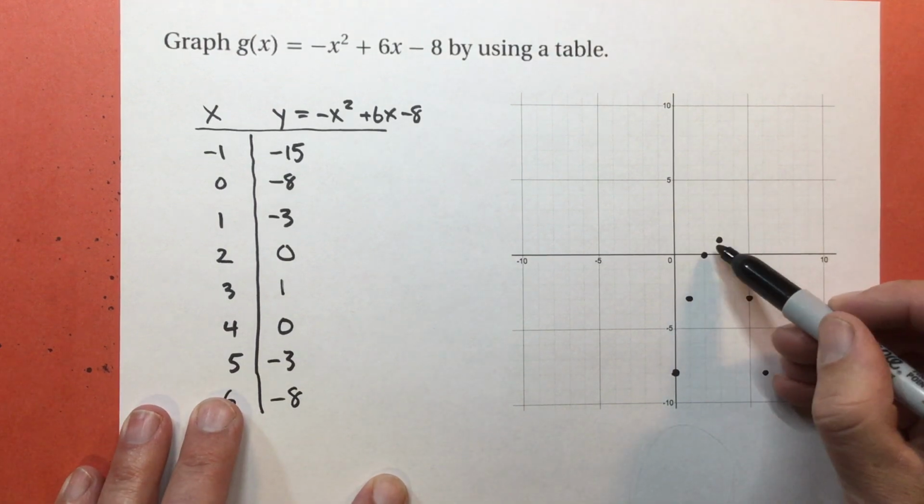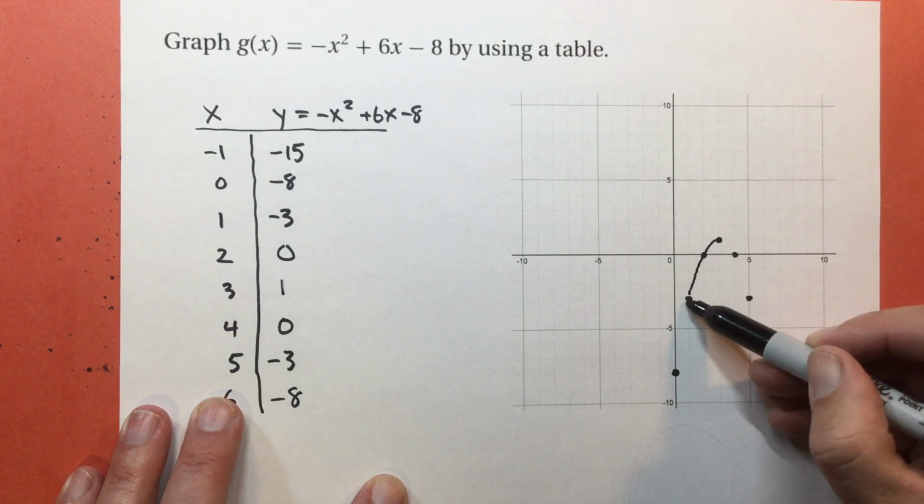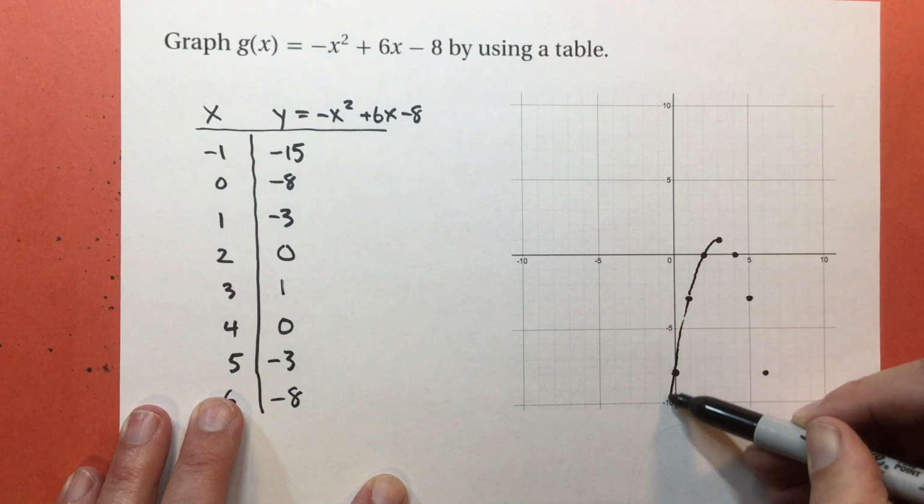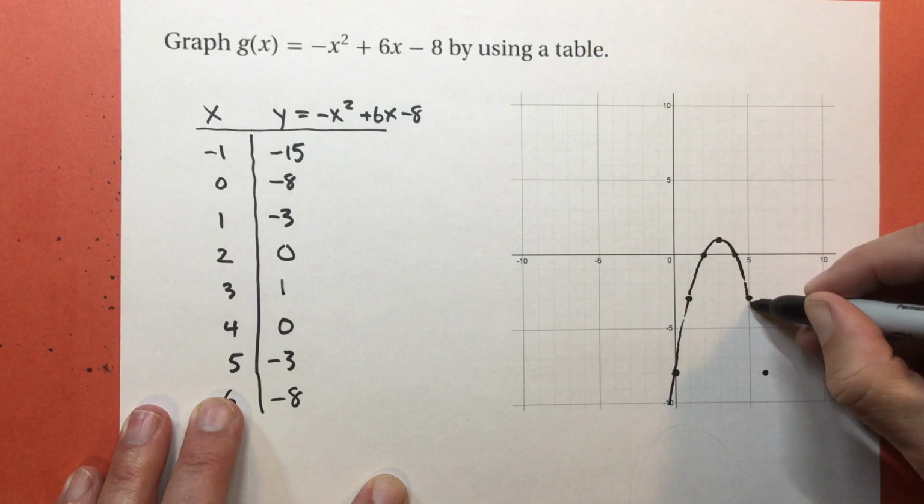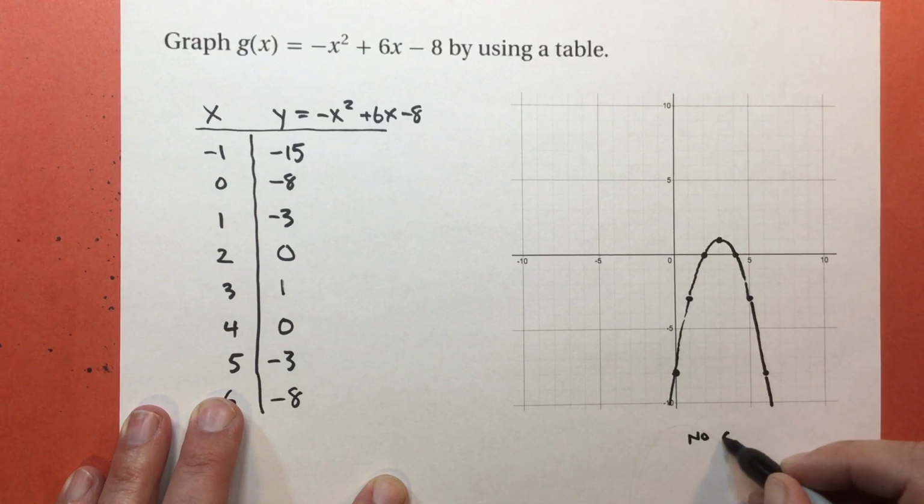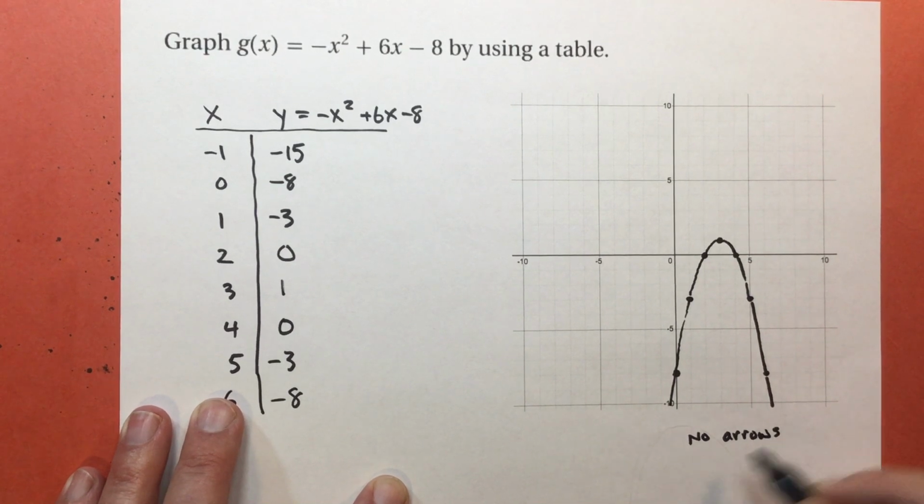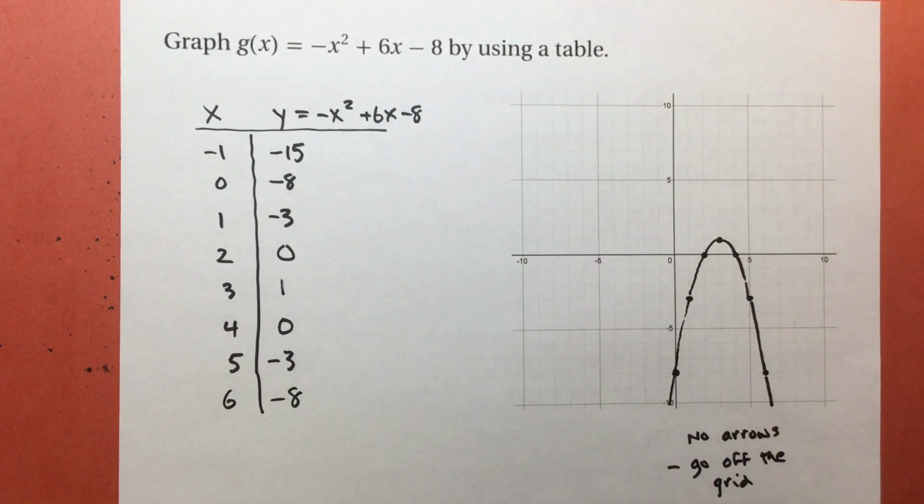So to draw my graph, again, I'm going to draw it with curves, not straight lines. And it looks like that. And again, no arrows, and go off the grid. So don't stop it in the middle of it anywhere.